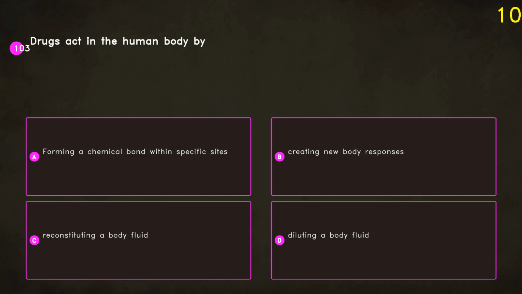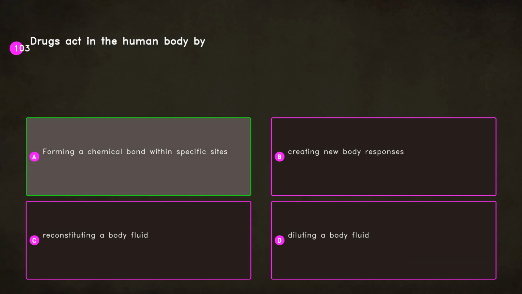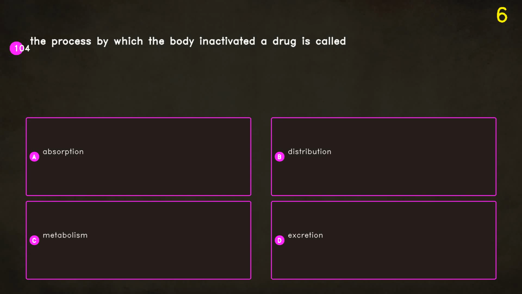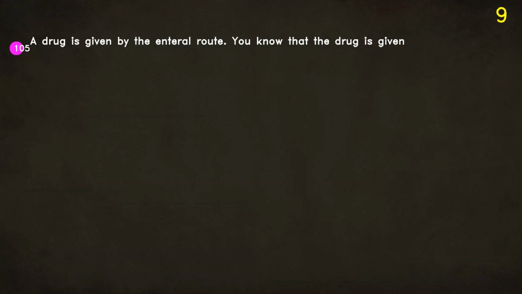Question 103. Drugs act in the human body by A. forming a chemical bond within specific sites, B. creating new body responses, C. reconstituting a body fluid, D. diluting a body fluid. The correct answer is forming a chemical bond within specific sites. Question 104. The process by which the body inactivates a drug is called A. absorption, B. distribution, C. metabolism, D. excretion.